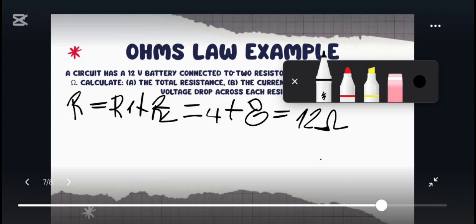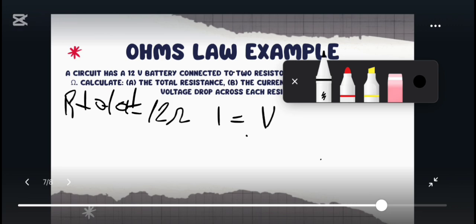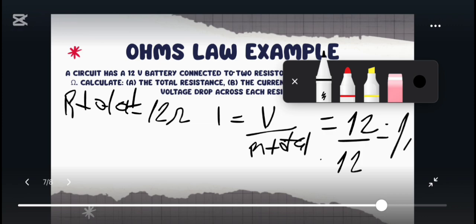Now we have to find the total current. I'm going to put this just to guide. Now we have to find the total current with Ohm's law, that is current equals voltage over the total resistance. This is equal to 12 over 12, and this is equal to 1 ampere.